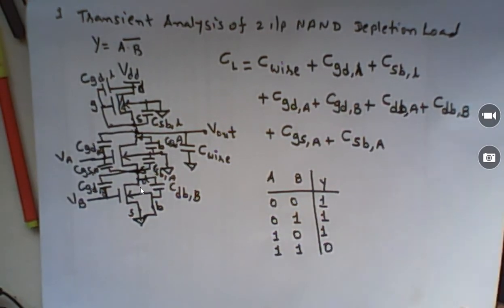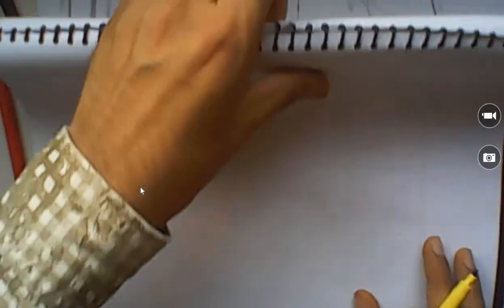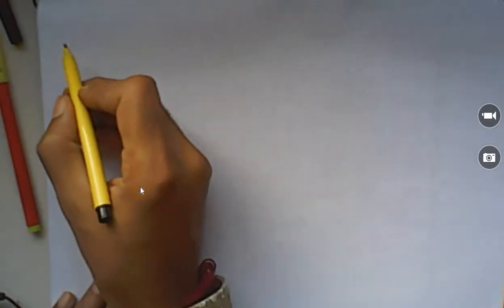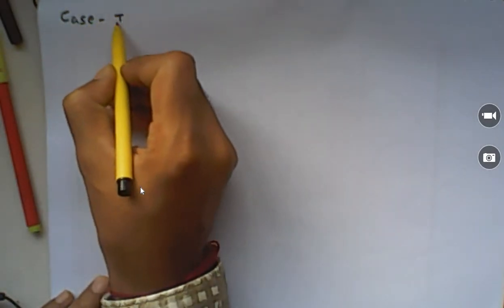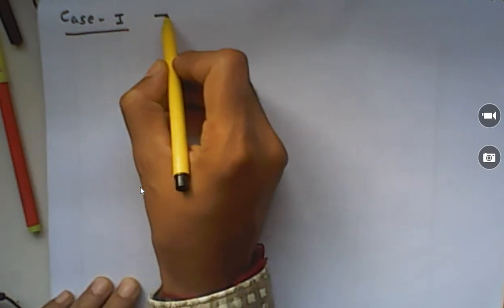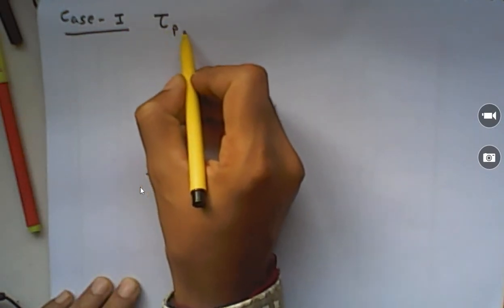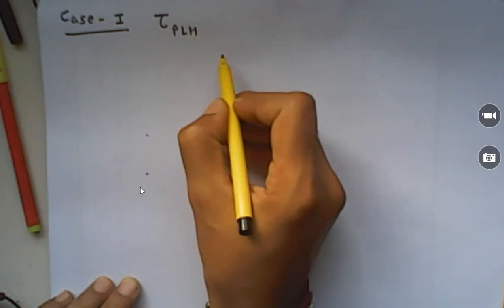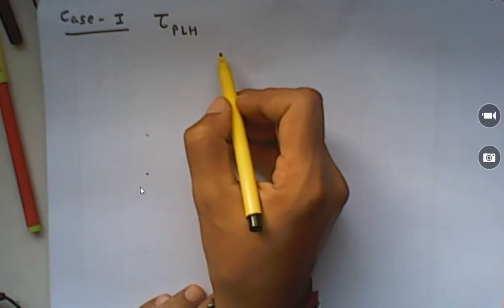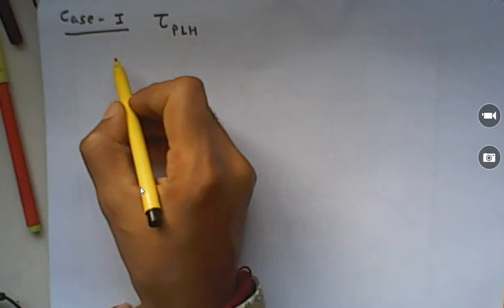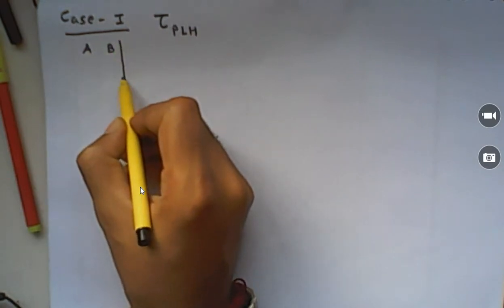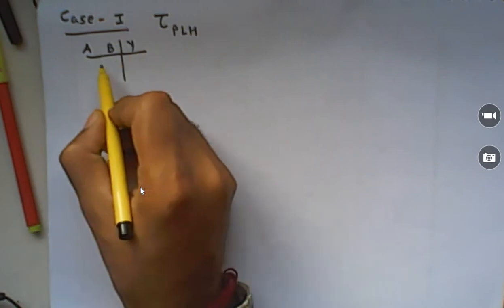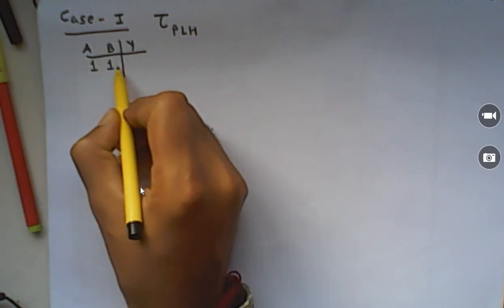So case 1. Here we want to find out the propagation delay time of low to high, meaning the output goes from low to high. When both the inputs are 1, 1, the output is low. So when both inputs are 1, 1, the output is 0.